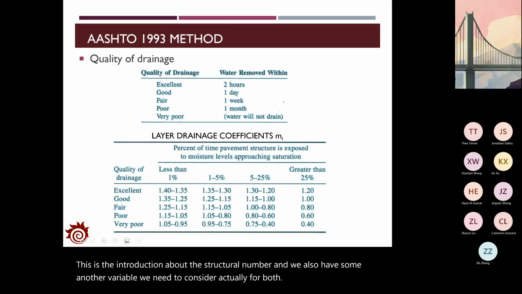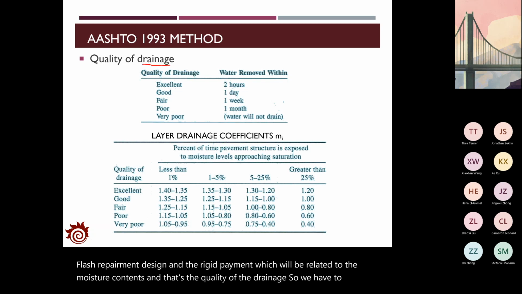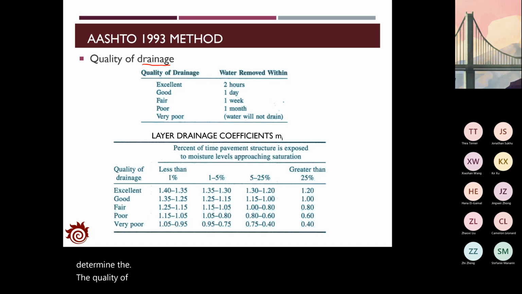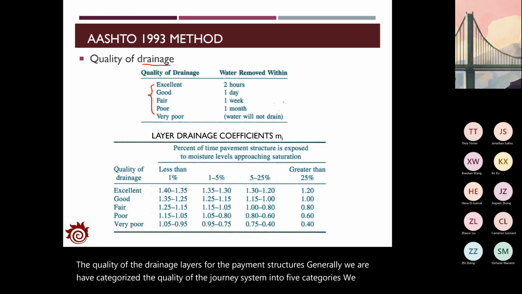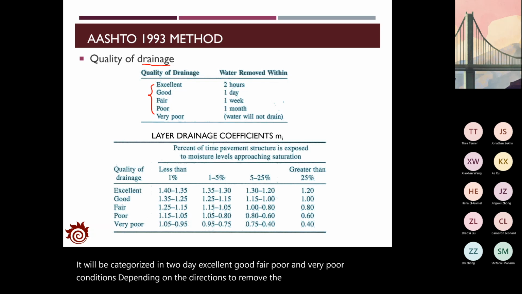We also have another variable we need to consider for both flexible pavement design and rigid pavement design, which is related to the moisture contents, and that's the quality of the drainage. So we have to determine the quality of the drainage layers for the pavement structures. Generally, we have categorized the quality of the drainage system into 5 categories, as we introduced previously when talking about the drainage system design. They are categorized into excellent, good, fair, poor, and very poor conditions depending on the duration to remove the water from the pavement system.